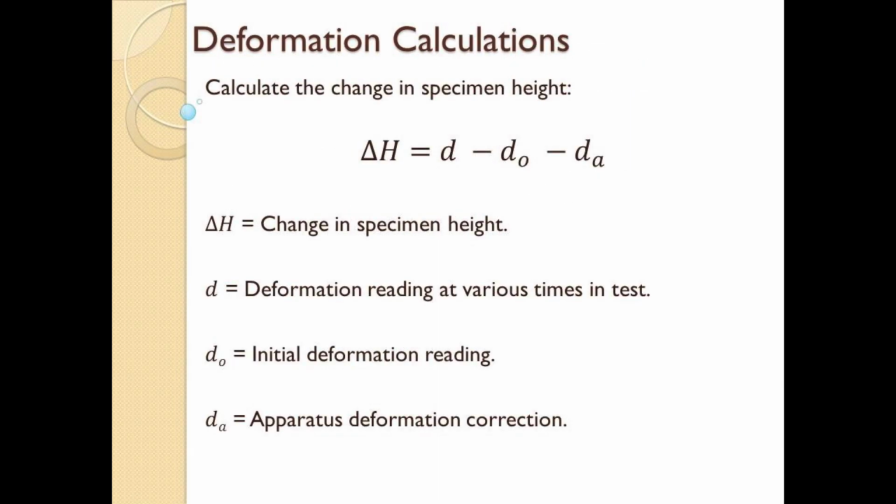Next, we must calculate the specimen deformation under each load increment. The change in specimen height is calculated to be the deformation reading at various times in the test, which we will take to be our final reading for simplicity, minus the initial deformation reading, or the first reading, minus the machine deflection or apparatus deflection. Note that the machine deflection corresponds to a unique load as predetermined in the load sequence. The end result is delta H, which is the change in height under a unique load.